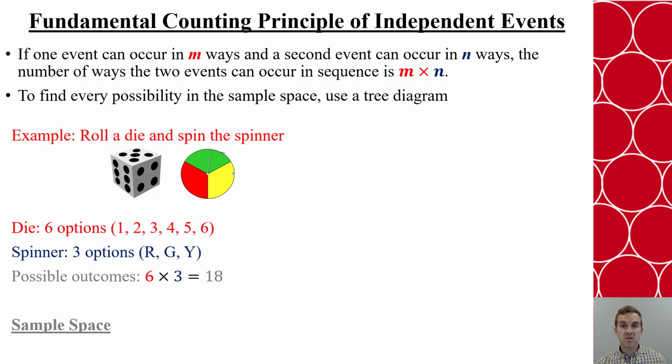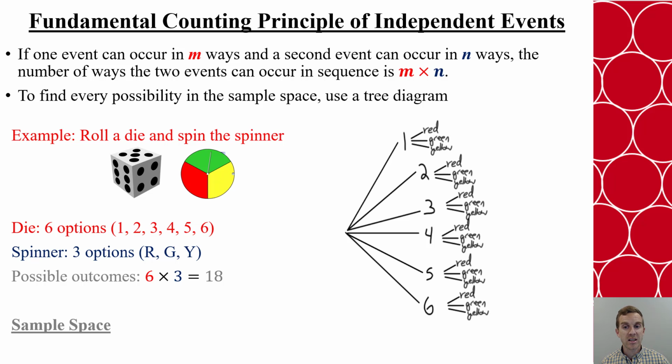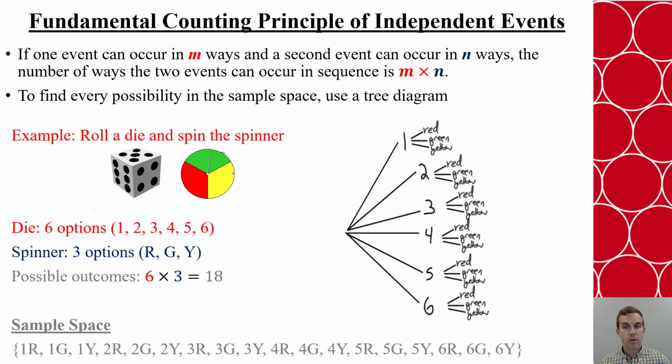So let's start with the first event, which is rolling the die. If I create a tree diagram, I'm going to create from the center 6 branches. 1, 2, 3, 4, 5, 6. And from each of those will come the outcomes of the spinner, which would be the red, green, and yellow. And if I look at all of those options, I would have 1 red, 1 green, 1 yellow, and I'd keep going. There will be 18 total options.